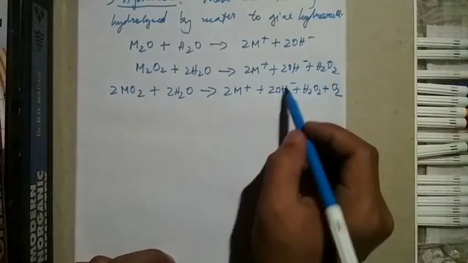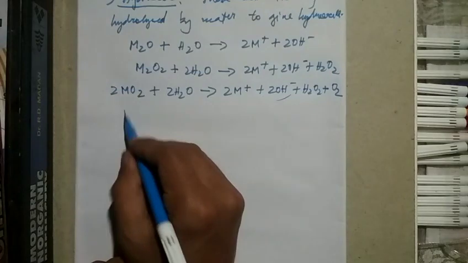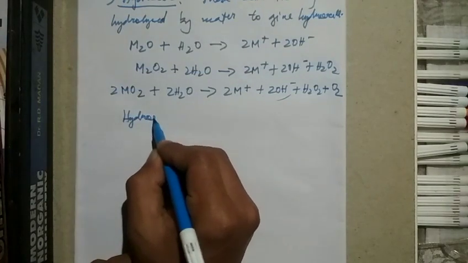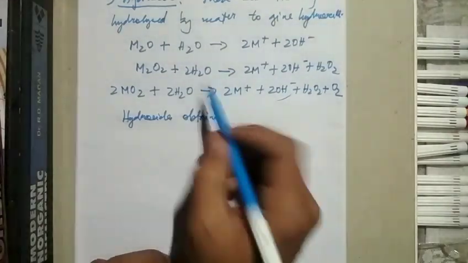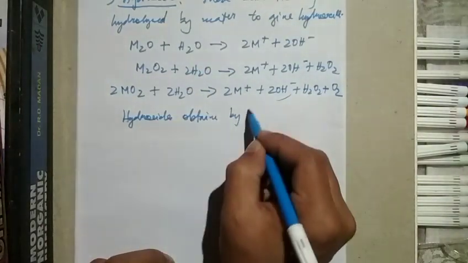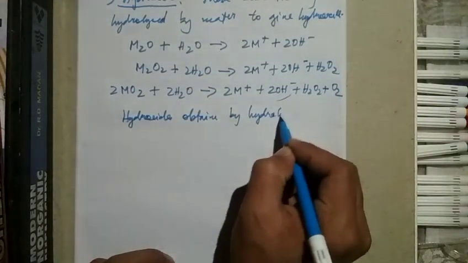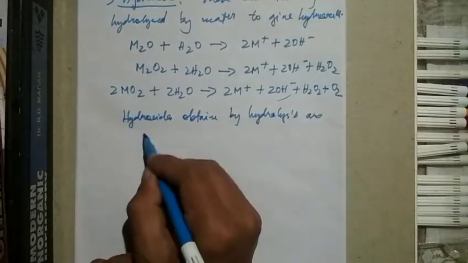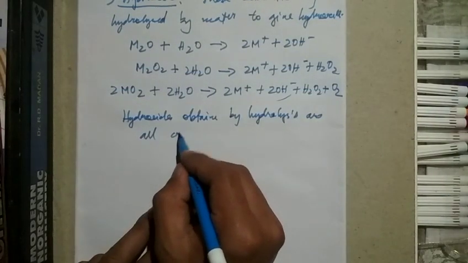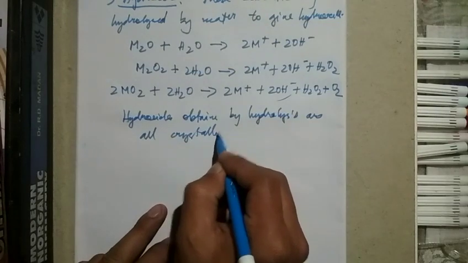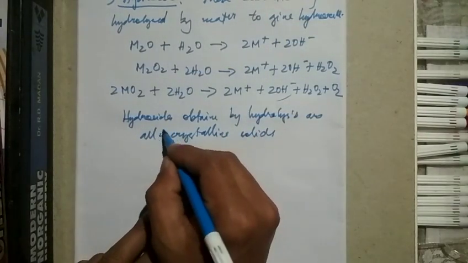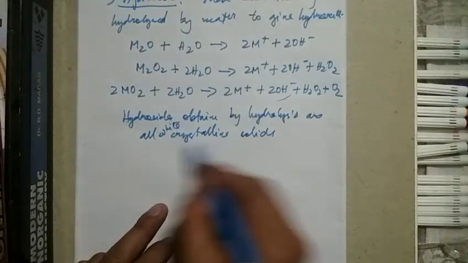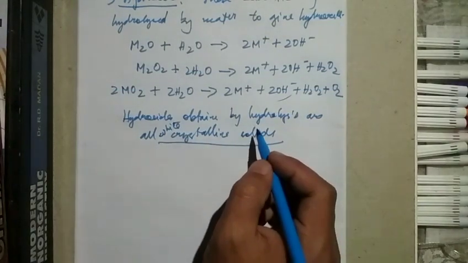These hydroxides obtained by hydrolysis are all crystalline solids, white crystalline solids.